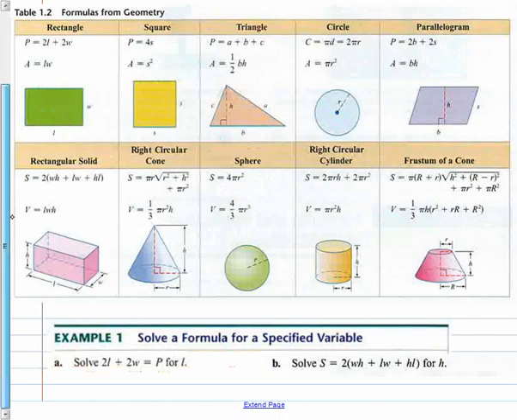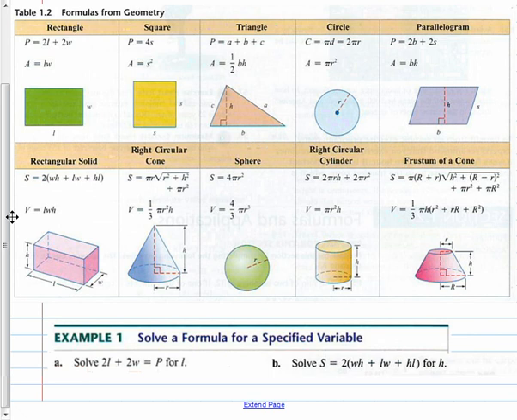Oh, don't these look exciting? Oh, yeah. Formulas from geometry. Now, we're not about memorizing these formulas today, for better or for worse. Ever, you should already have them memorized. But what we're about today is manipulating formulas.